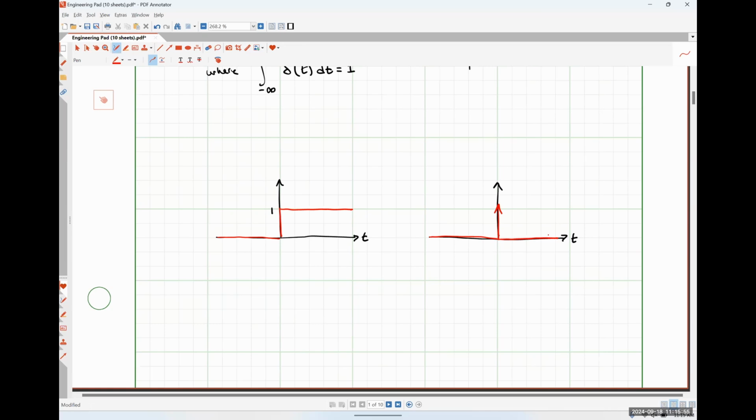Amir, have you figured it out? The Dirac delta function of unit step. Exactly right. The Dirac delta function is just the derivative of the unit step function with respect to time.